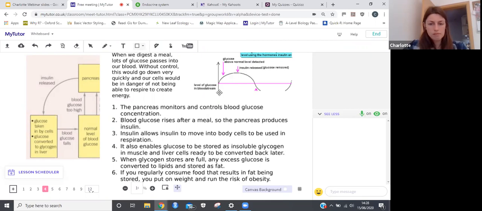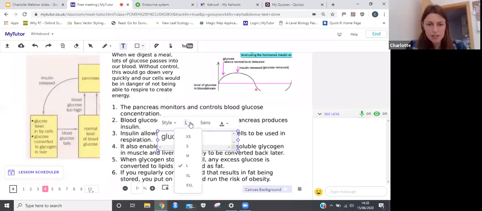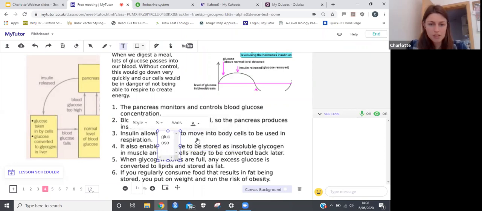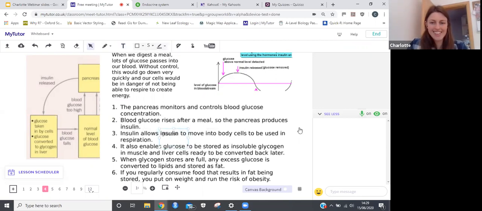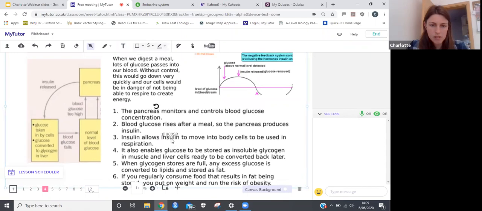And insulin allows glucose to move into body cells to be used in respiration. That's my fault there, that's glucose, not insulin. So it should be glucose instead there. Can't see that very well. Let's move it above. There we go.